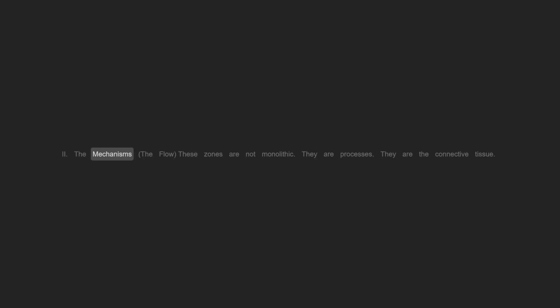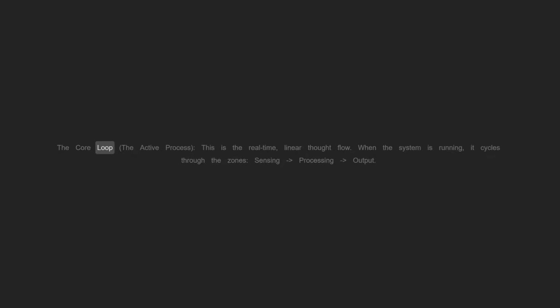The mechanisms, the flow. These zones are not monolithic. They are processes. They are the connective tissue. The core loop, the active process. This is the real-time, linear thought flow. When the system is running, it cycles through the zones, sensing, processing, output.